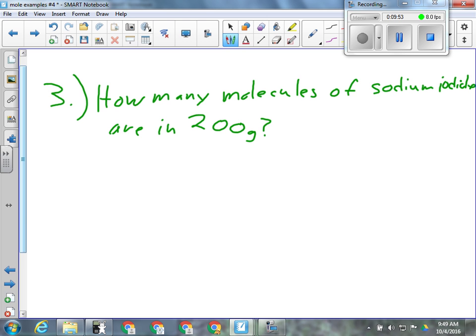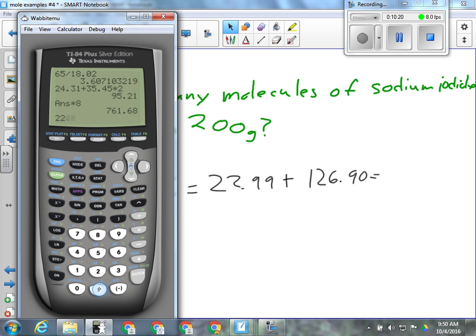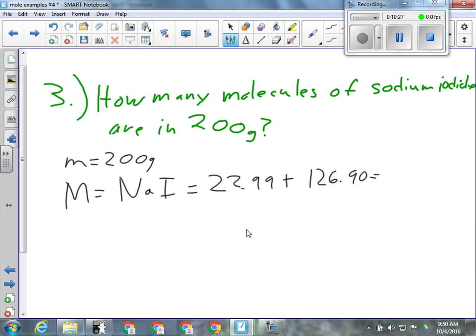All right, how many molecules of sodium iodide are in 200 grams? So we're looking for number of molecules, so we're going to need Avogadro's number for this one. We're told the mass, 200 grams. We're told the material, sodium iodide, NaI, 22.99 plus 126.9. Okay, 149.8 grams per mole.